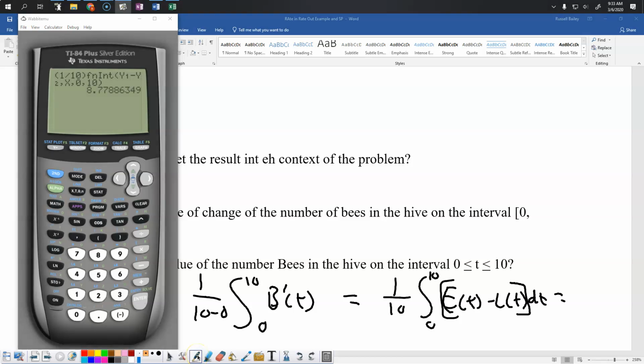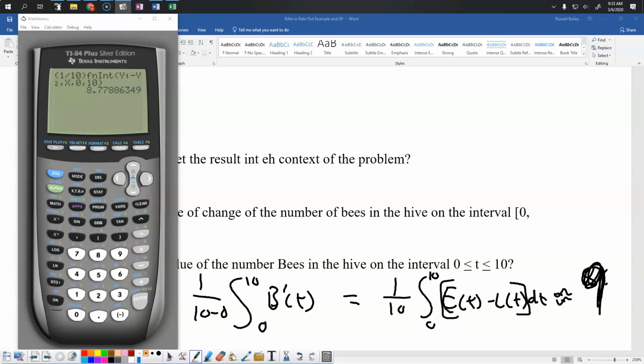Now let me ask you guys this. Look at my answer. 8.7. Let's just round it up. What are we going to say? How many bees is that? 9. The average y value is 9 bees. Now does that sound right to you? Is the average number of bees in the hive 9? I mean, think of all the answers we've had so far. They've been in the 500s, haven't they?